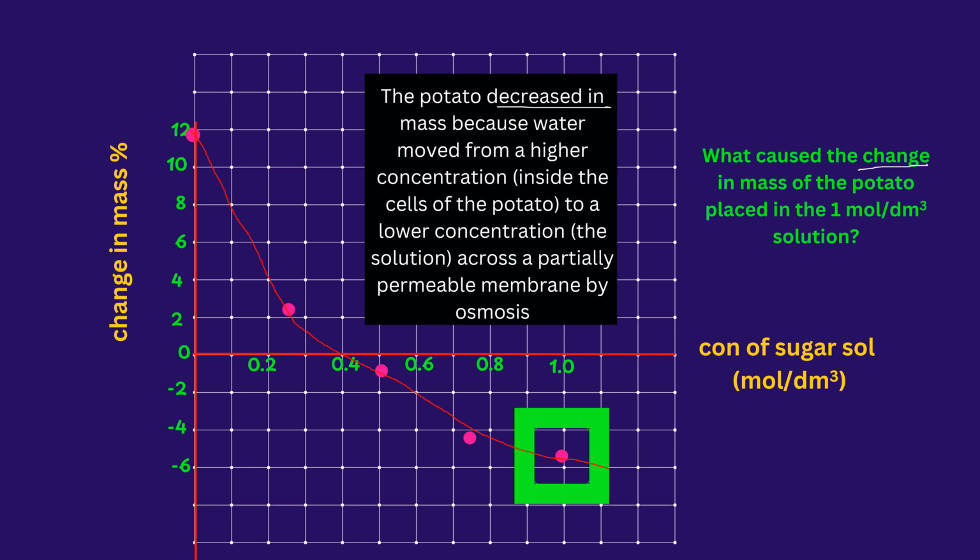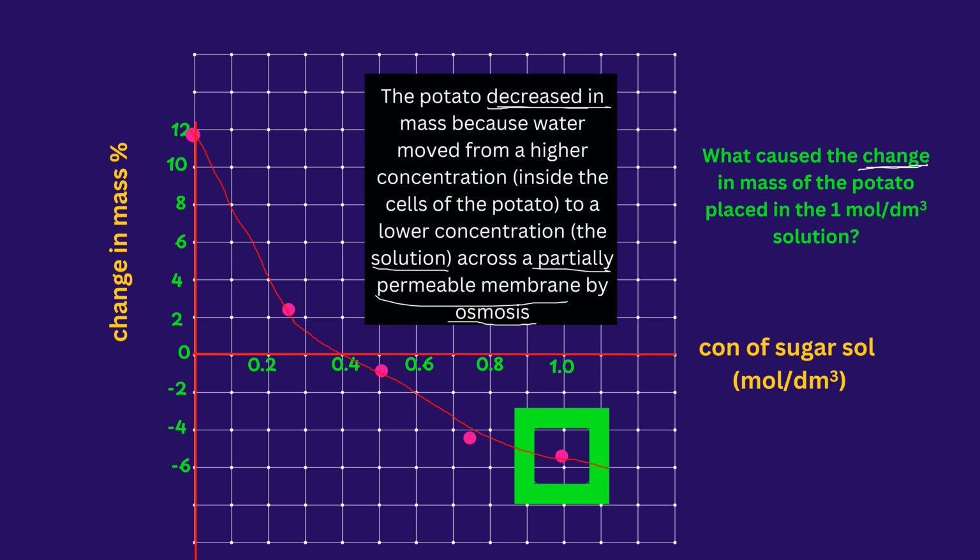So the exam question asks what caused the change. They didn't tell you what change it is, and so you need to mention the change. You need to say that this is a decrease in mass, and then you need to say why there is a decrease in mass: because water is moving out of the cells of the potato, because inside the cells would be a higher concentration of water, and the water is moving to a lower concentration, which is the solution, and it is moving across the partially permeable membrane, and by what process? Osmosis. So this is basically the definition of osmosis, students.